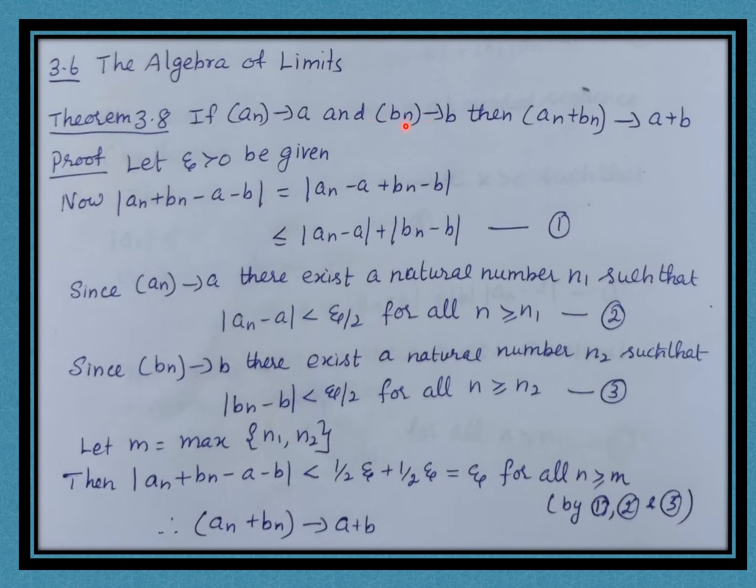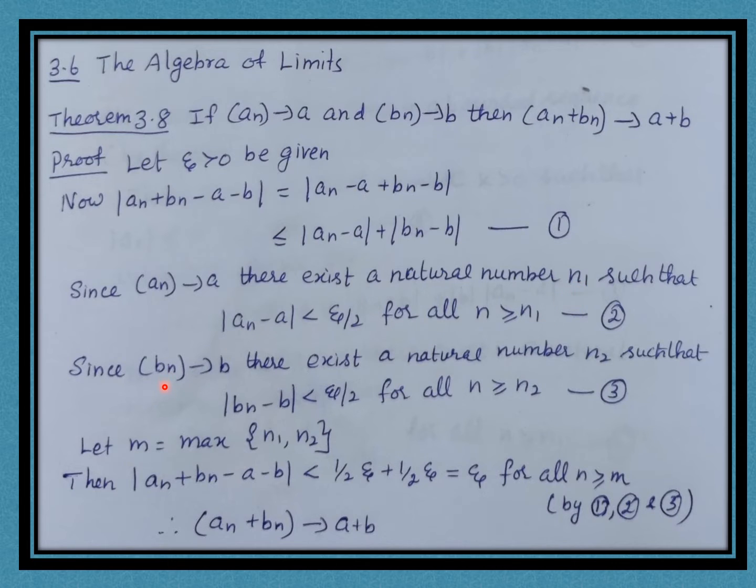To prove that, we are going to use the hypothesis: sequence an converges to a and sequence bn converges to b. As sequence an converges to a, by the definition of convergence, there exists a natural number n1 such that the absolute value of an minus a is less than epsilon. But we are taking it as epsilon by 2. Let it be, I'll explain that later on, right? So the absolute value of an minus a is less than epsilon by 2. This is true for all values of n that is more than n1.